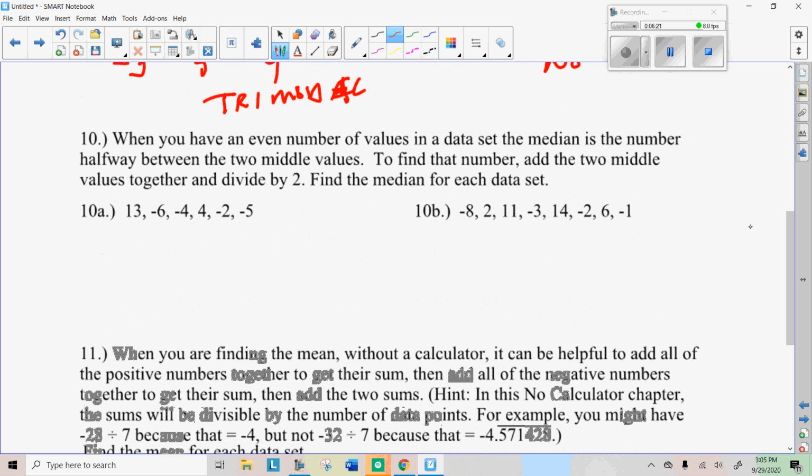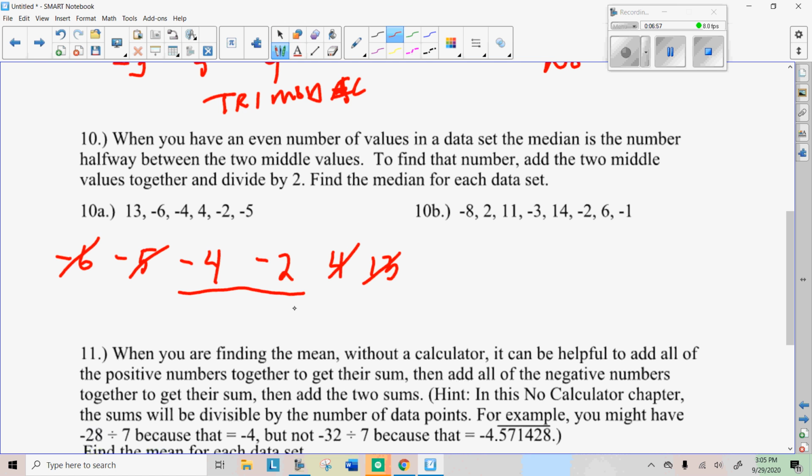All right, so on this next number 10, we're going to find out how to find the median when there's an even number of values. First of all, you have to order the numbers from least to greatest. So on this one, it'd be -6, -5, -4, -2, 4, and 13. And then we want the one in the middle for the median. So that means I'm going to cross off those. But when I do that, if I crossed off any more, I wouldn't have any left.